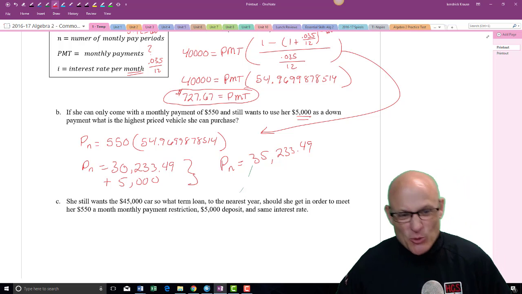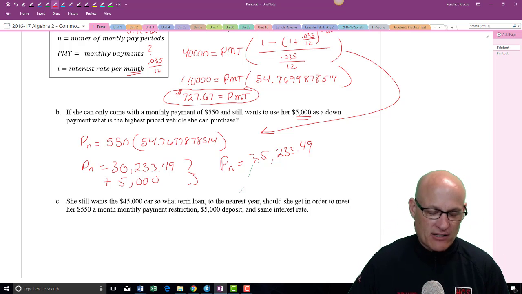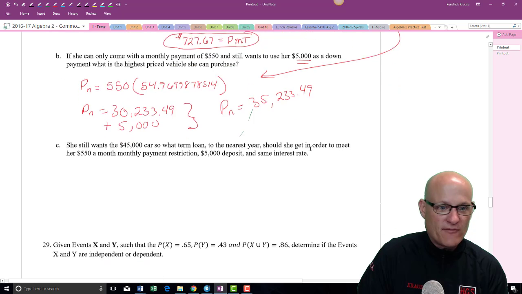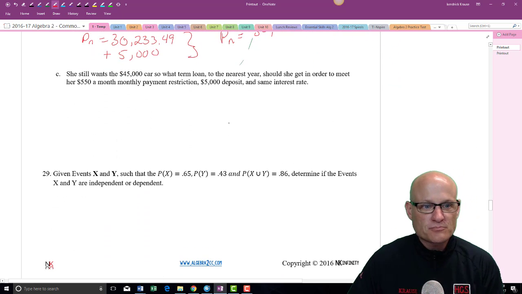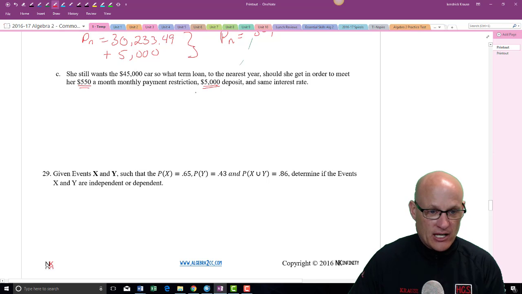She still wants to buy that $45,000 car. She just has to have that $45,000 car. So she still has her $5,000 down payment. She can only make $500 a month. So we need to figure out what term loan she can get. And I guess I should have said it's still at 3.5%. So we're going to take $40,000. That's what we can buy. Our monthly payment's going to be $550.